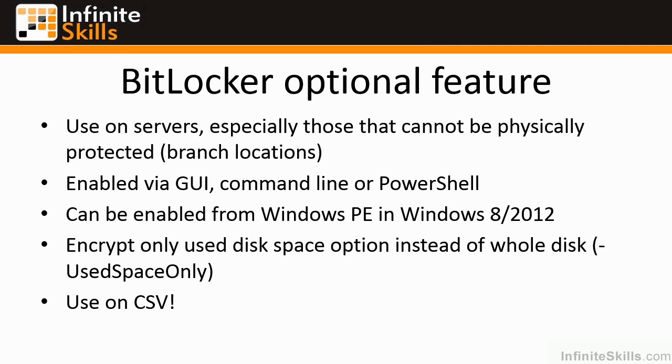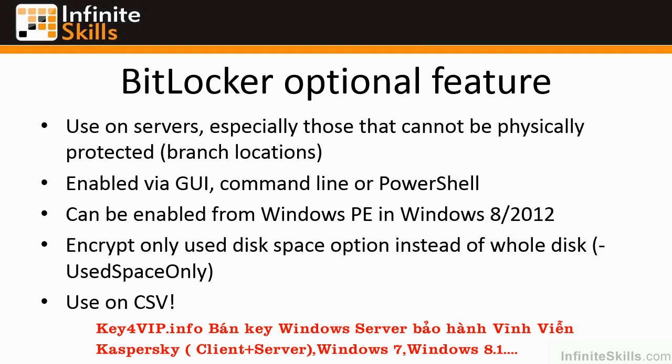Also new to Windows Server 2012 is the ability to enable Bitlocker from Windows PE. So what this allows you to do is, typically when you enable Bitlocker, it has to go and encrypt all of the existing content on a volume. Well, that could be quite a lot of time. There might be 10, 12, 15 gigabytes of data. By being able to enable Bitlocker from Windows PE, I can turn on Bitlocker before any data is written to the volume. So it's basically zero overhead.